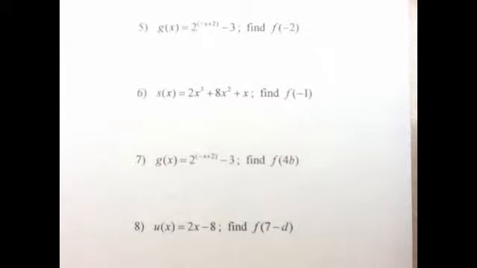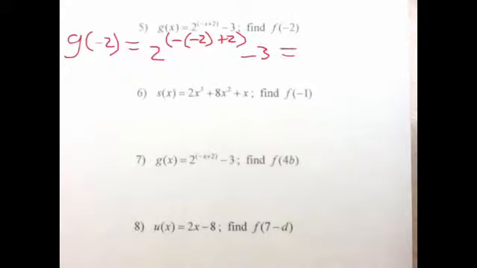Moving on to the next part is, again, just taking that number and taking whatever's in the parentheses, putting it in for x. So if you want to get g of negative 2, we have to put in negative 2 for that x. And then simplify things down. Negative of negative 2 is positive 2. Add the 2 part, gives you 4. So we really have 2 to the 4th minus 3. Well, 2 to the 4th is 16. If you minus the 3, you get 13.